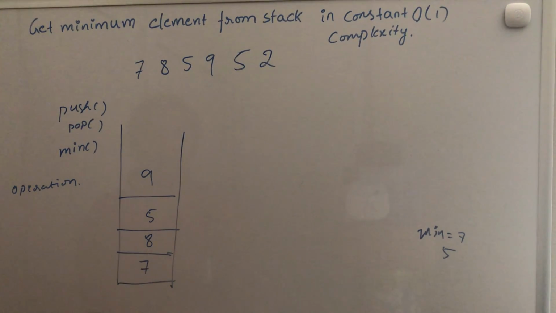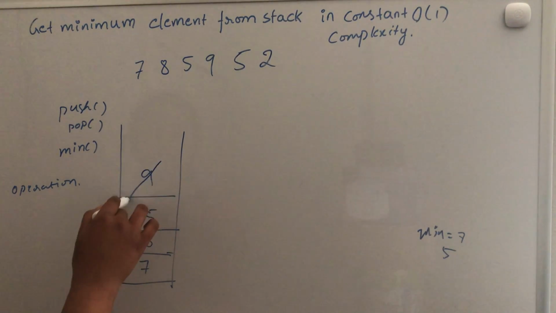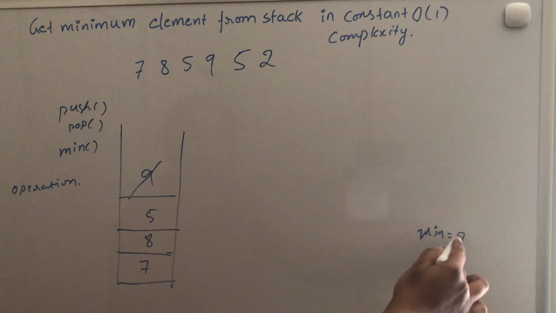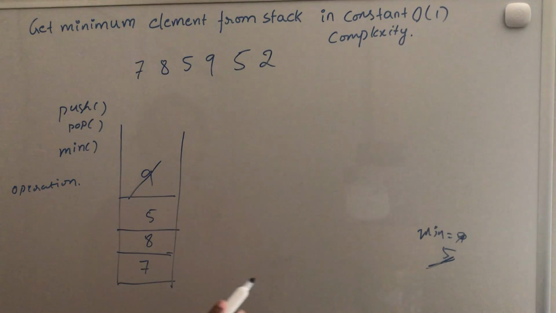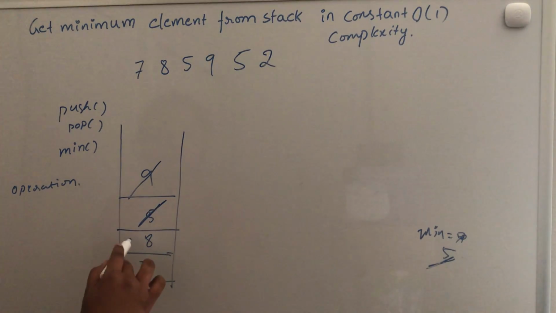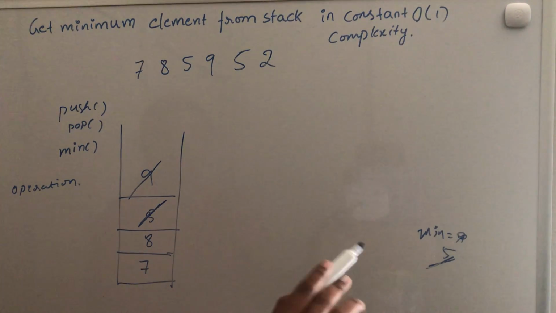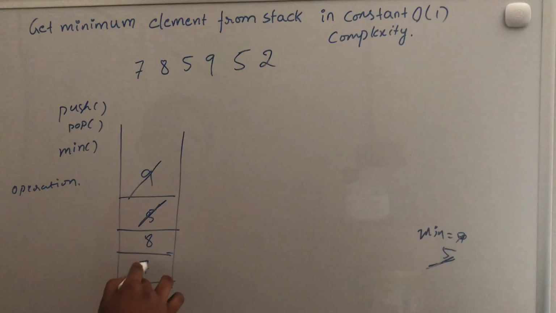Then we pop out the elements. If we remove this 9, the minimum is 5, okay. And if we remove 5, only 2 elements are there, but the minimum is still shown as 5, but there is no 5 here, so this approach is wrong.